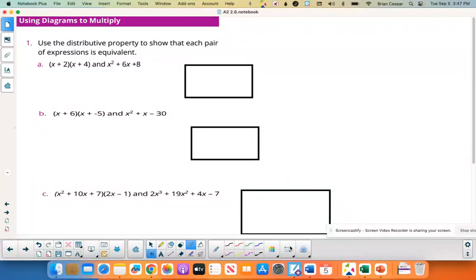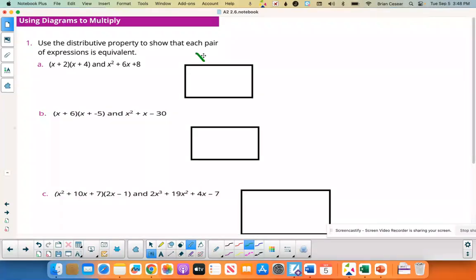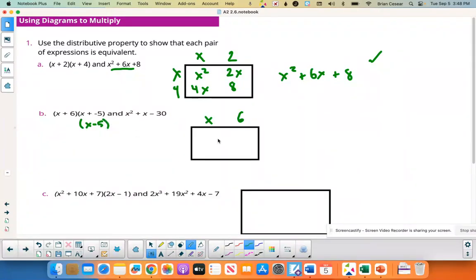All right, so I got x and 2, x and 4, and I'm not going to draw the lines in here. I'm just going to multiply them here. x squared, 2x, 4x, and 8. So these are like terms, so when I combine them, I get x squared plus 6x, add the coefficients, plus 8. Equal to that? Yes. Good. x and 6. So x plus negative 5. I don't really like how that's written. I'd probably write it like that, just so you know.